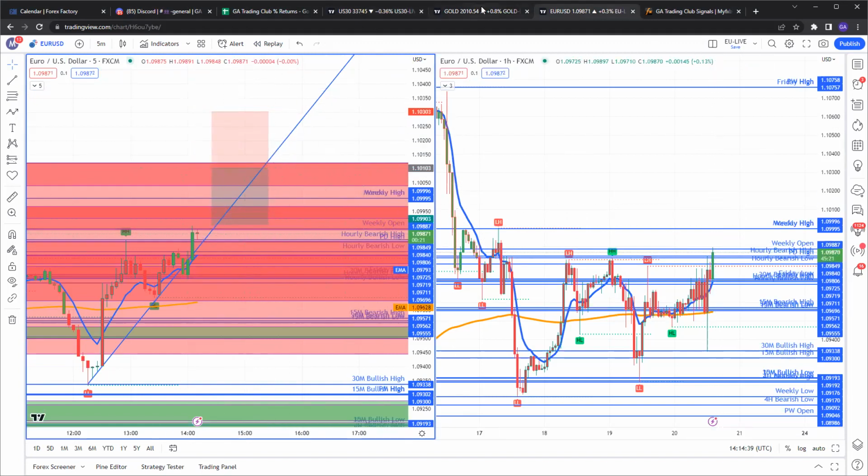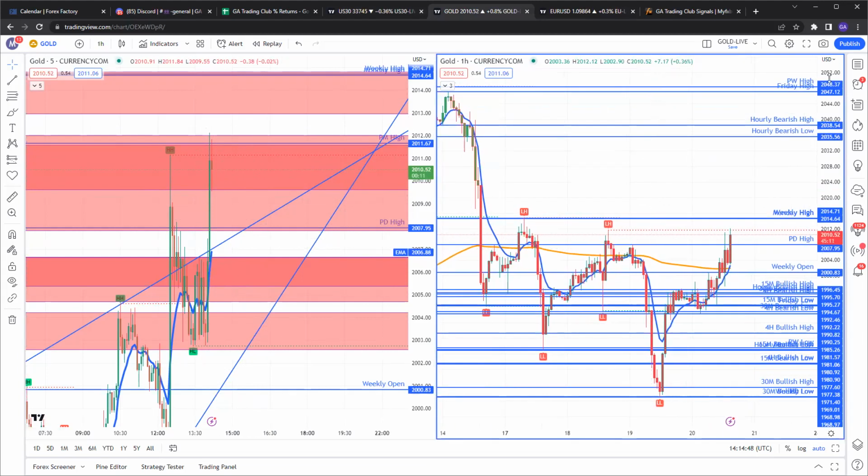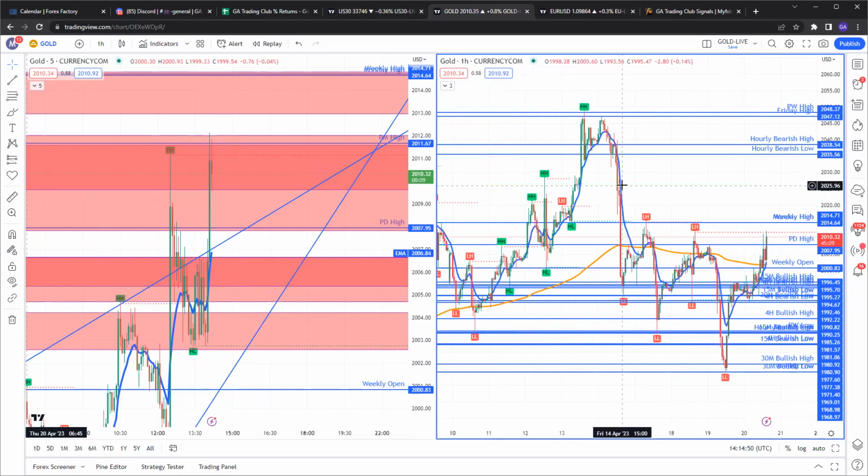So I actually want EU to keep trending up. Gold, I expect gold to retest this trend line and then keep pumping up. Maybe this is the recovery all the way to 2050.